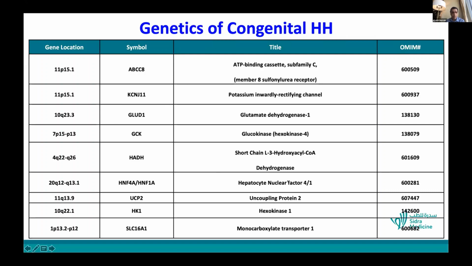This one may be associated with a history of diabetes in the family. And this one usually occurs in adolescence. It hasn't been described in newborns. This causes exercise-induced hypoglycemia. So this is the summary of the congenital forms of hyperinsulinic hypoglycemia.